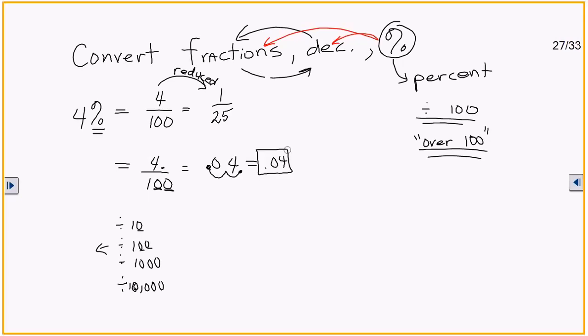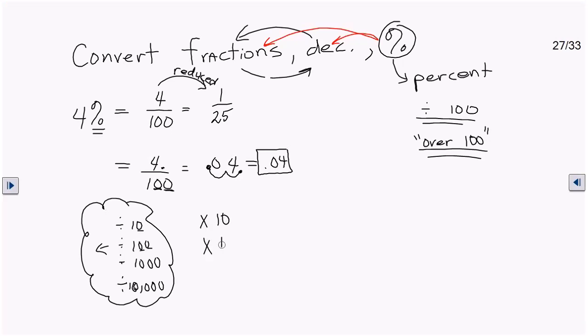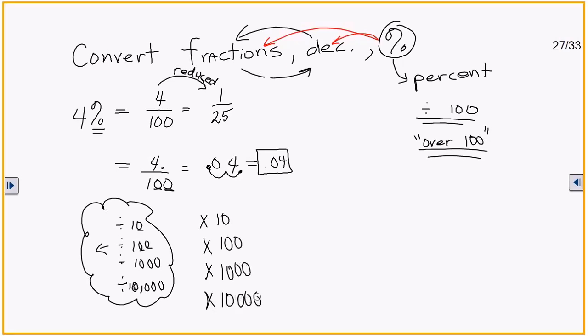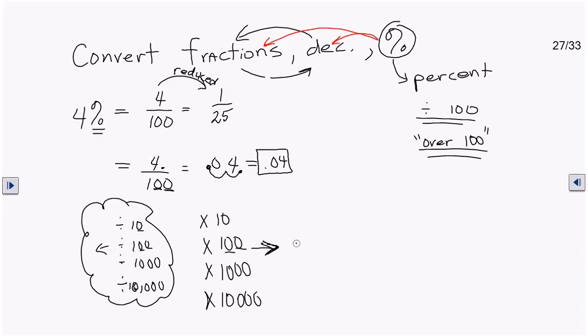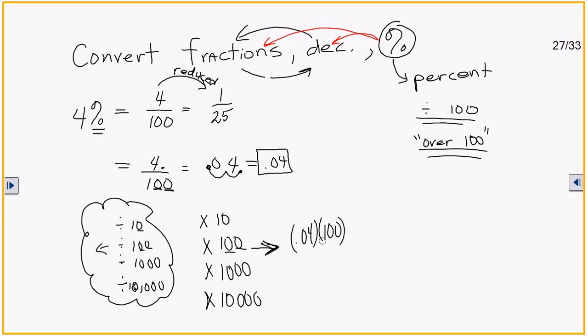Now that's if you divide by bases of 10. If you multiply by bases of 10, you count the number of zeros and you move the decimal where? To the right. So just to give you an example, if I multiplied 0.04 times 100, I would move the decimal 2 places to the right, and that would give me 4.0.